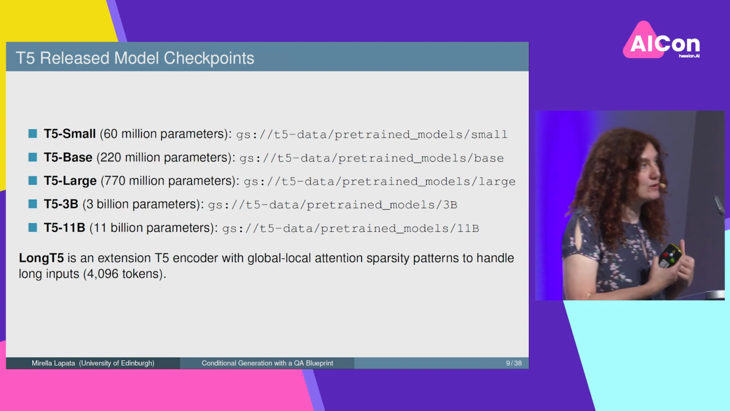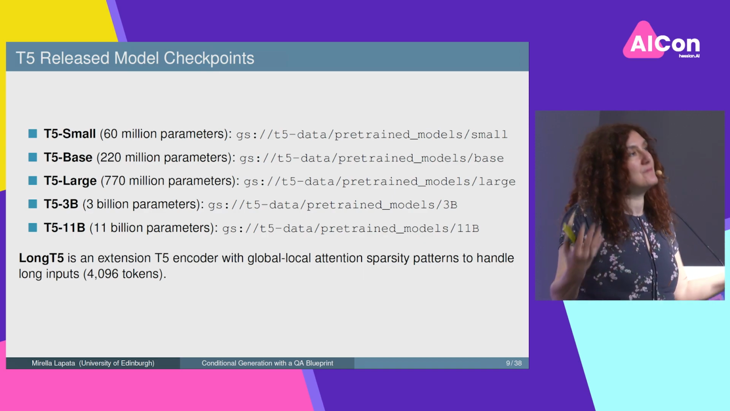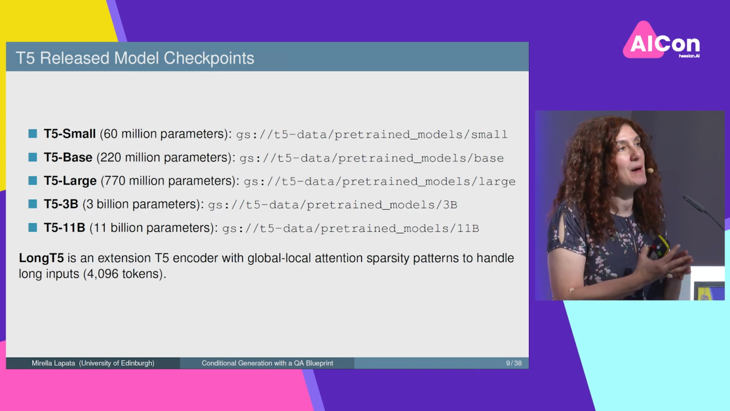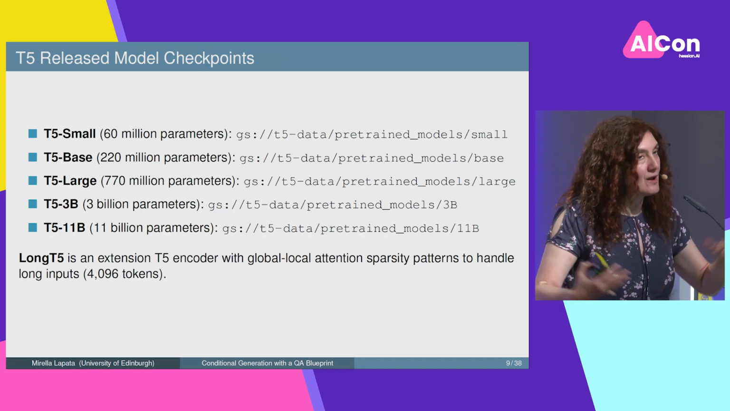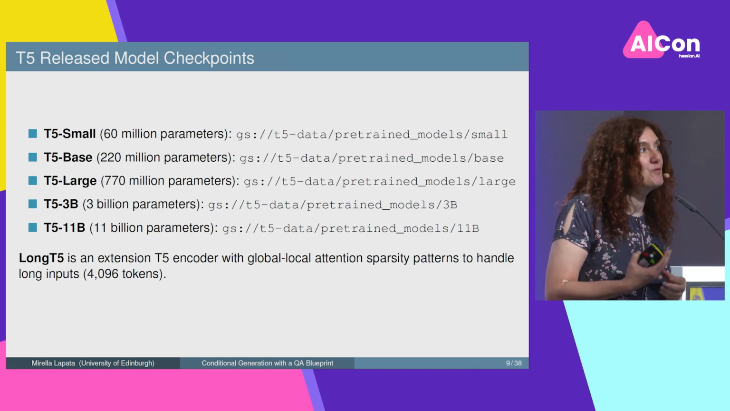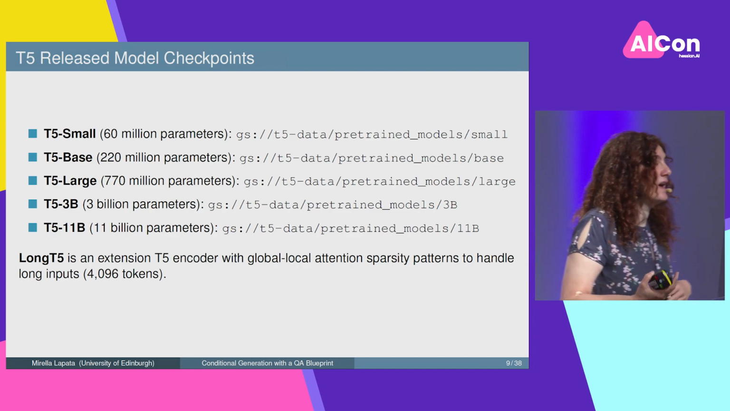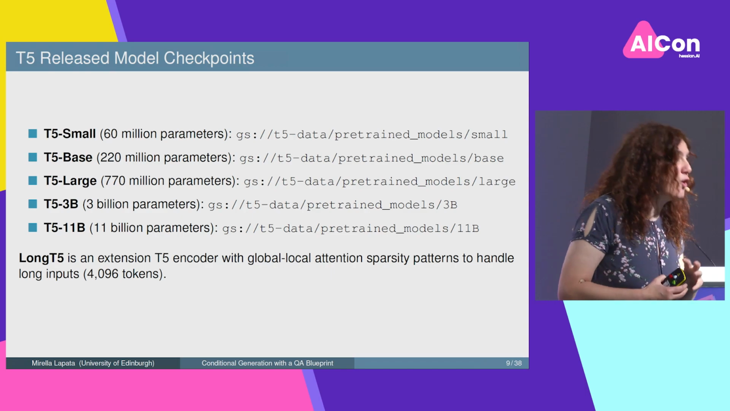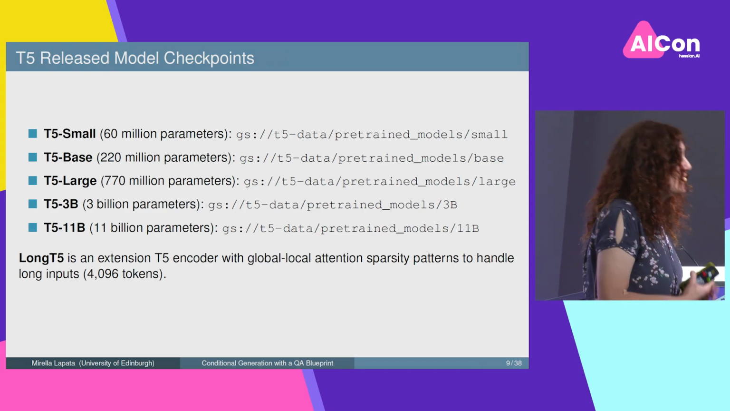There's also a variant called Long T5, which is supposedly a better model that can take very long inputs into account. All of these variants use some form of manipulation of the attention mechanism, making it a bit sparser, so it can supposedly encode very long input. And you'll see we have very long inputs in the experiments.